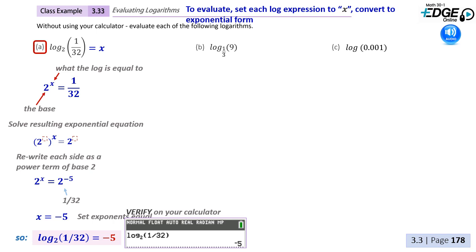Note, when we talk about domain restrictions with logarithmic expressions, the argument cannot be negative or 0, and the base cannot be negative or 0. However, the answer, which represents an exponent, can be negative.